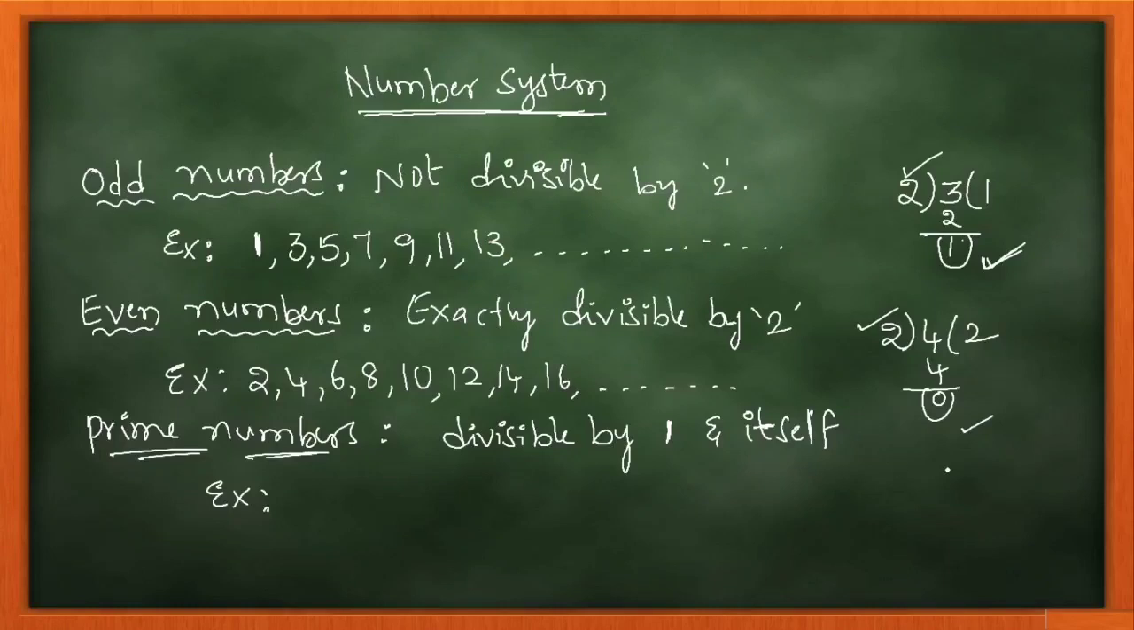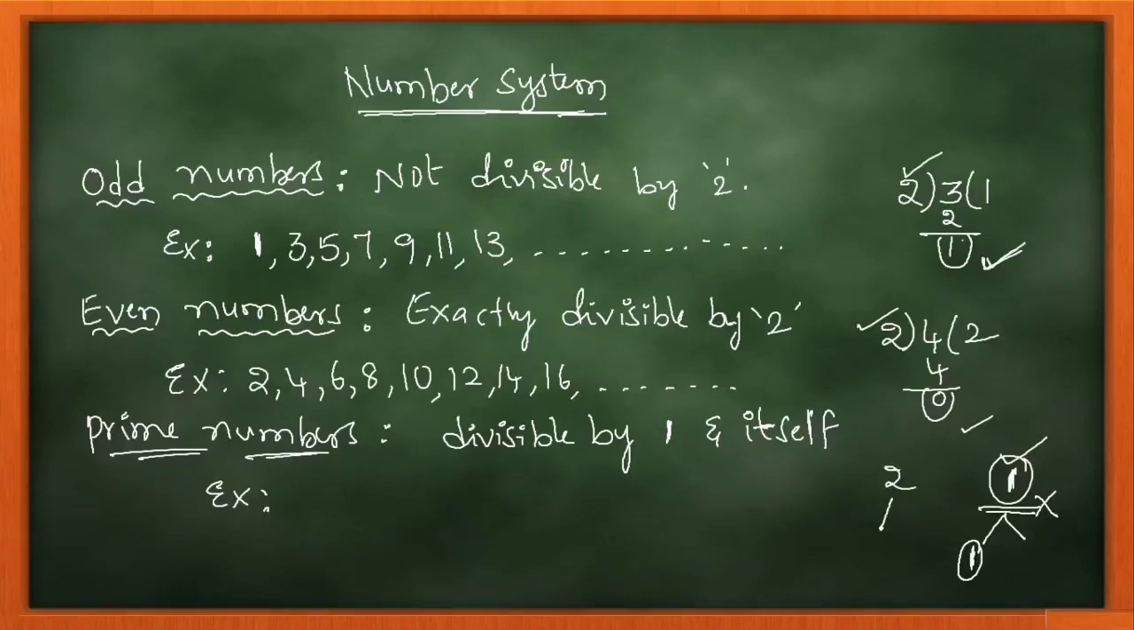Let us take some examples. Is 1 a prime number? No, because 1 is not divisible by two numbers. 1 is divisible by only 1. A prime number should have exactly two factors, not more than that and not less than that. Here 1 is divisible by only one table, so this is not a prime number.